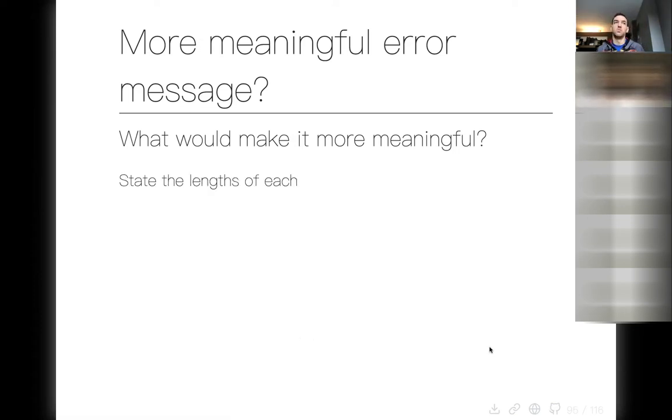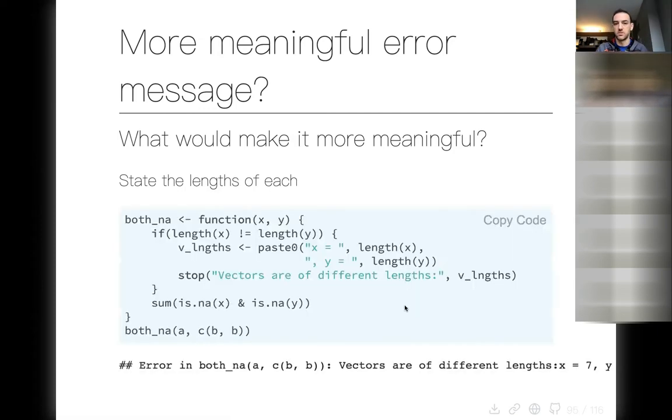One thing that we could do is state the lengths of each. So we could say the vectors are of different lengths. The first one is 5 and the second one is 7. Okay, so they're not going to work. And apparently I already had that here.